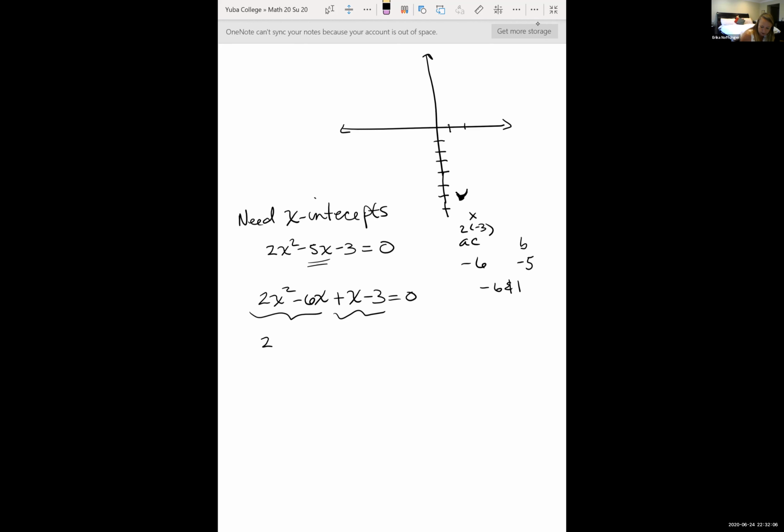Factor by grouping, I can pull out a 2x, which gives me x minus 3. Think of it as factoring out a 1 if you want. X minus 3 is the same thing as I have over here. I can pull it out. So it factors as x minus 3 times the quantity 2x plus 1. So x minus 3 is 0 and x is 3. And 2x plus 1 is 0. If I subtract 1 and divide by 2, x is -1/2.